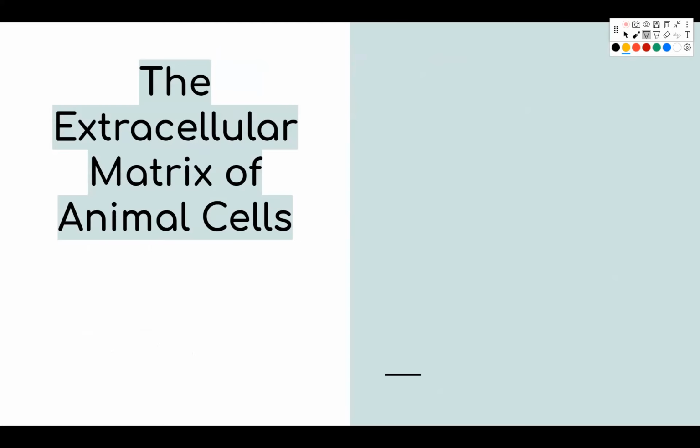All right. We are going to now move from plant cells to animal cells, specifically talking about the extracellular matrix, which is the area of stuff between animal cells. The cells in our bodies, the cells in our animal friends' bodies aren't necessarily all pressed up directly against each other. There's some space in between. That space in between is called the extracellular matrix.